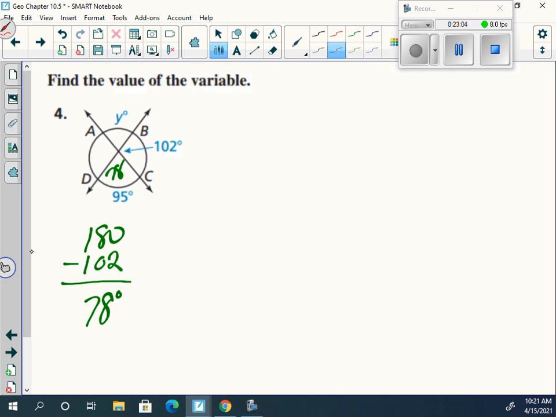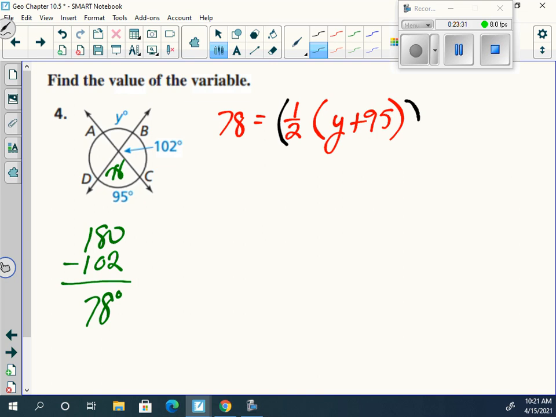And since we found 78, it tells us that 78 is equal to 1/2 of y plus 59, or not 59, 95. So any questions on how we got this set up for anything we've done so far?